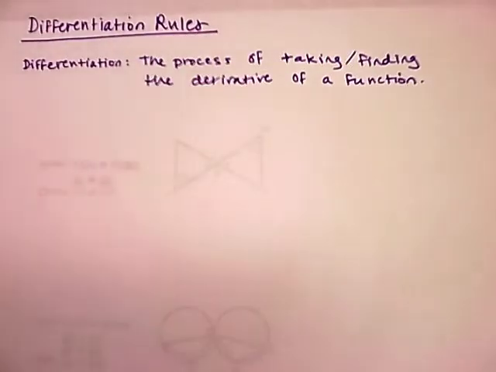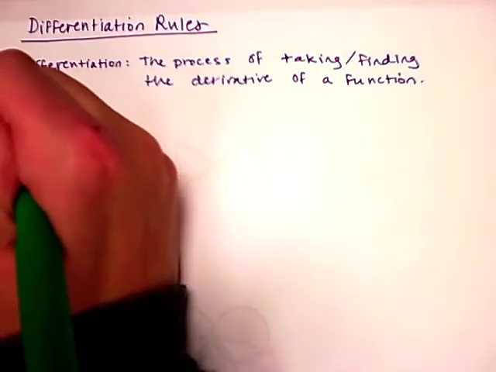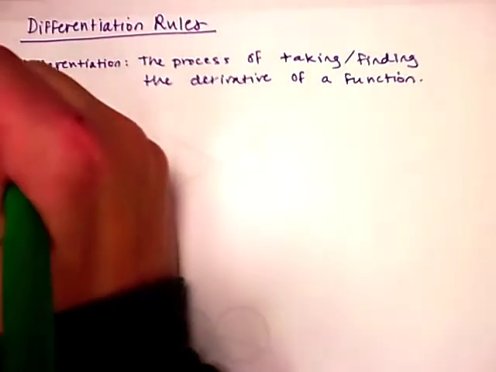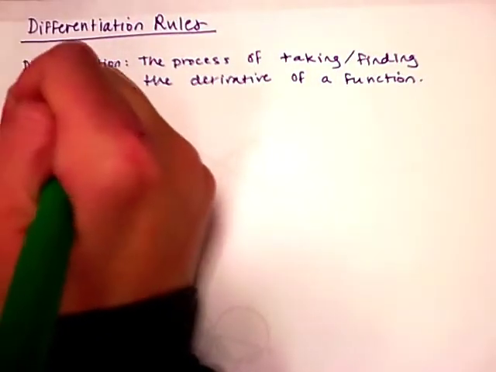Okay, so we started noticing patterns in class, and I'm going to formalize those patterns for you, and then we're going to see a bunch of examples, and hopefully you're going to be really happy that you no longer have to use the limit definition of the derivative every time you want to differentiate. So I'm going to have a series of rules. The first rule is called the constant rule.